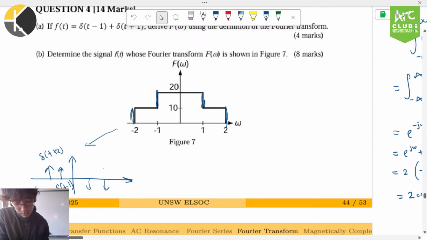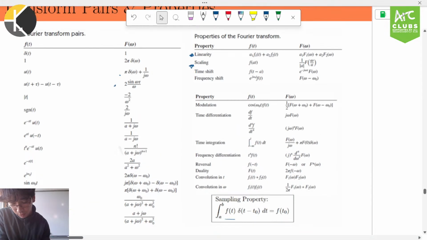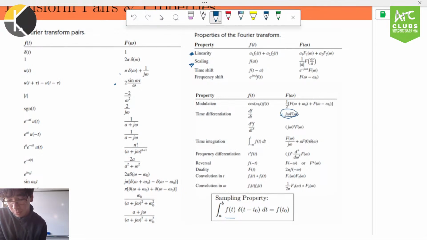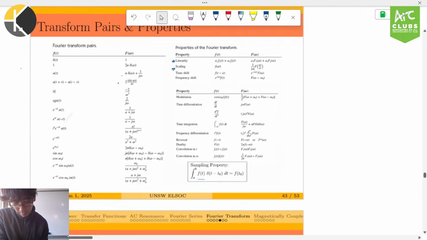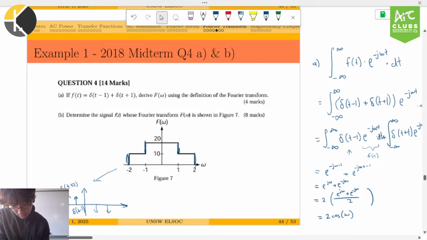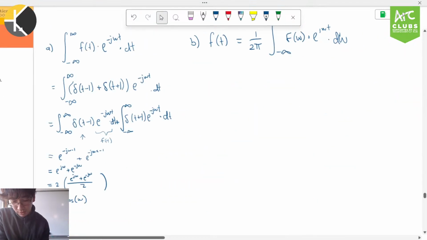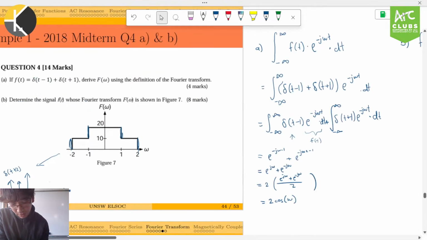Like that. And we could use the Fourier transform property of time differentiation. So when we differentiate with respect to time, we actually have j omega multiplied by the frequency signal that we're looking for. The way that I'm going to do it is I'm simply going to use the definition, but I'm going to express this signal in terms of a sum of 2 other signals.